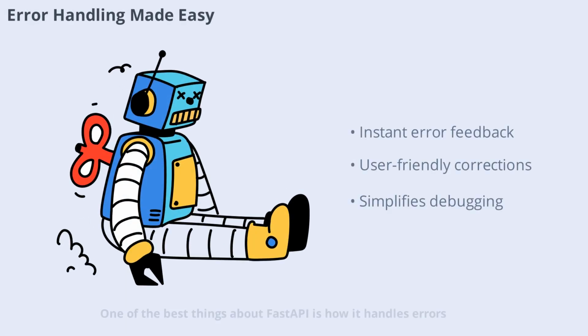One of the best things about FastAPI is how it handles errors. If a user sends the wrong information, FastAPI, thanks to Pydantic, immediately lets them know what went wrong and how to fix it. This clear feedback helps users correct mistakes quickly, making your app more user-friendly. Developers appreciate this feature because it reduces confusion and streamlines the debugging process. FastAPI's error handling is like having a helpful guide always ready to assist.